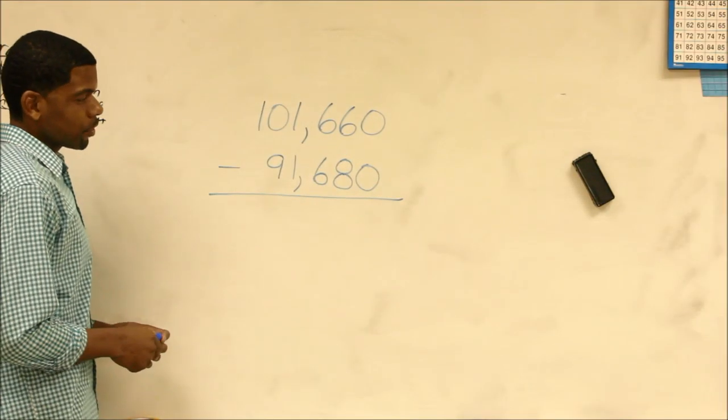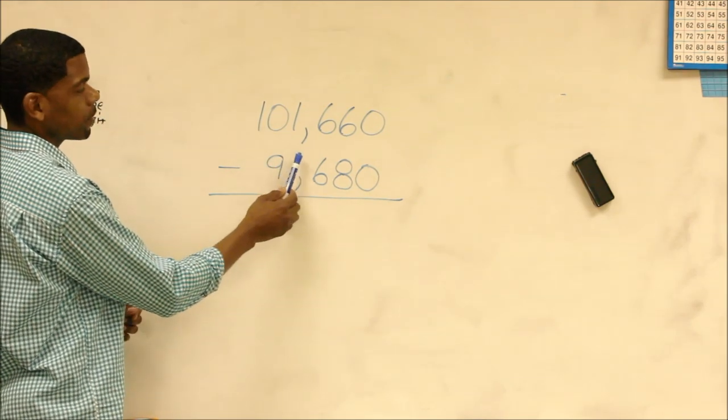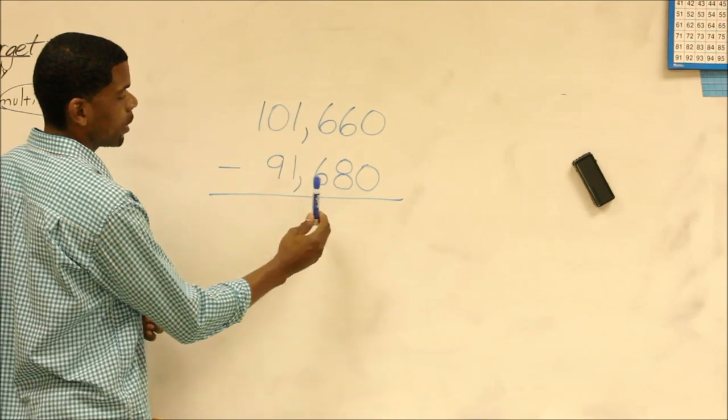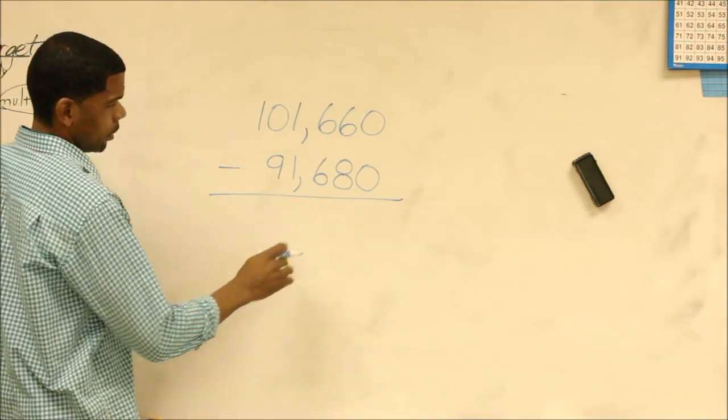Okay, we're going to look at a subtraction problem using multi-digits. As you can see, we have 101,660 minus 91,680. I like to ask a series of questions. First of all, I'll look at the ones place.